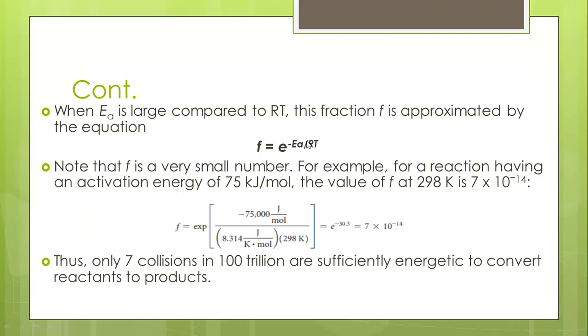Note that f is a very small number. For example, for a reaction having an activation energy of 75 kJ per mole, the value of f at 298 Kelvin is 7 times 10 to the power minus 14, which is a very small value. Thus, only 7 collisions in 100 trillion are sufficiently energetic to convert reactants to products. I mean, there is a very small number of such collisions in a large number of atoms.